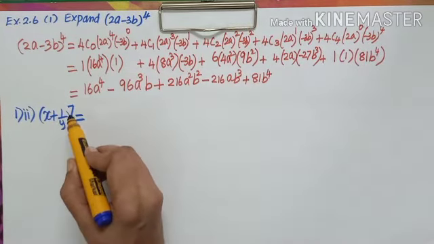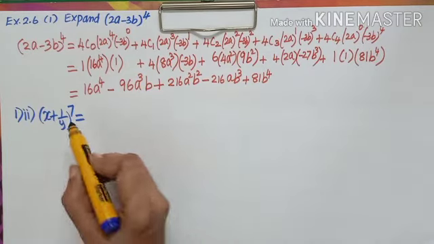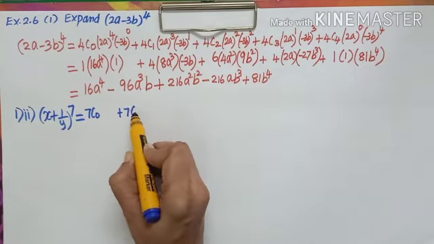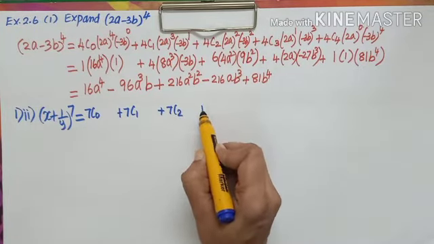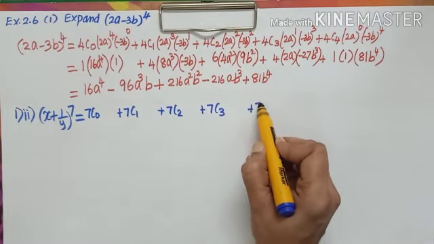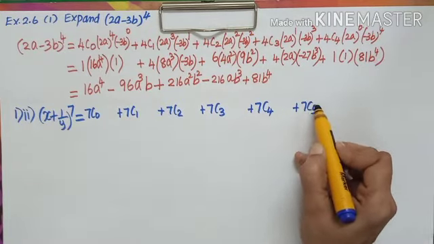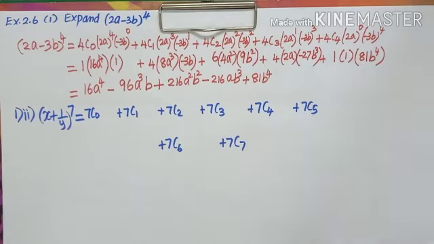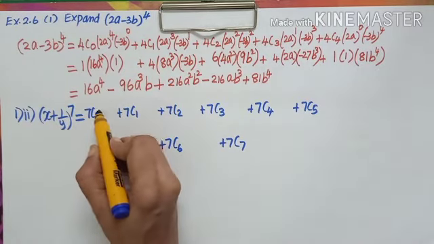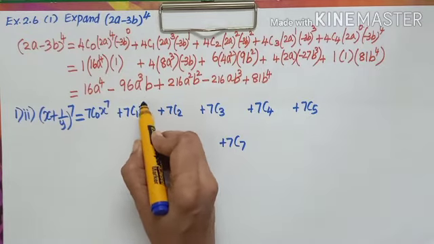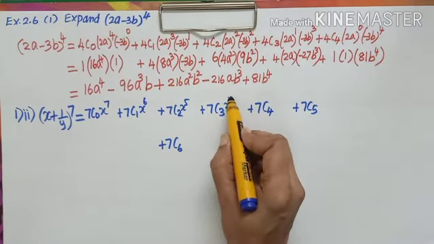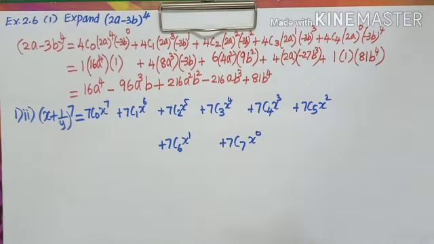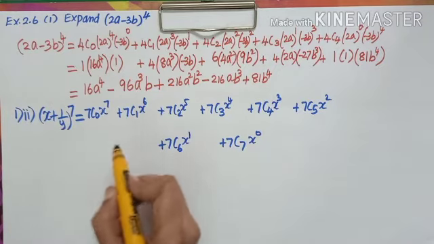Second subsection, (x plus 1 by y) the whole power 7. How do you expand it? Same pattern. 7c0, 7c1, 7c2, 7c3, 7c4, 7c5, 7c6, 7c7. I cannot write further. What is the first term? x. So I will write x power 7, x power 6, 5, 4, 3, 2, 1, x power 0. 1 by y, the second term, power 7.